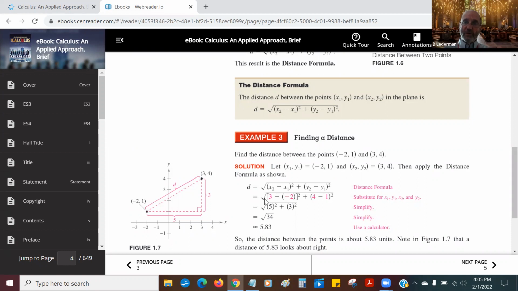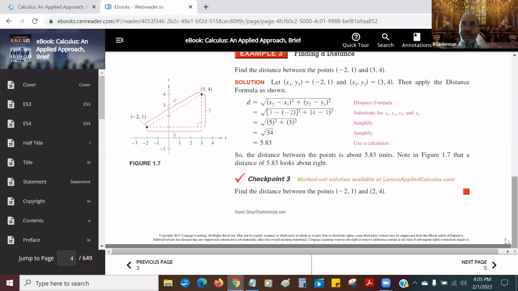I'm combining them, and then I'm going to square them. 5 squared is 25, 3 squared is 9. You add that up, you get 34. So the answer here, the distance between these 2 points, is the square root of 34, which is about 5.83. Now, if we had a ruler here, we could actually measure it to be 5.83. So that's pretty cool and awesome.